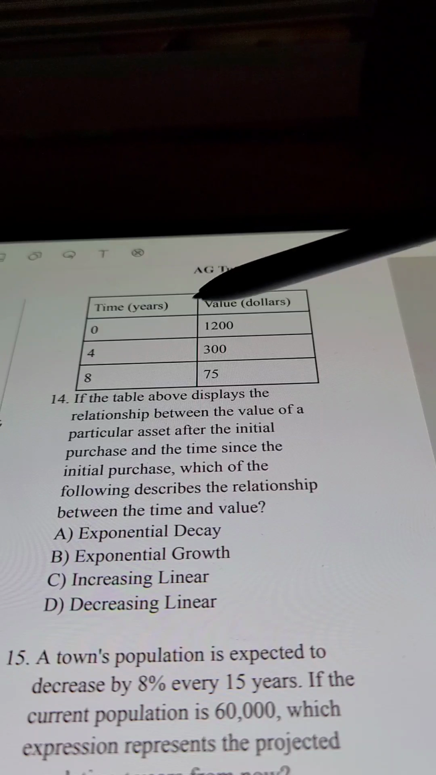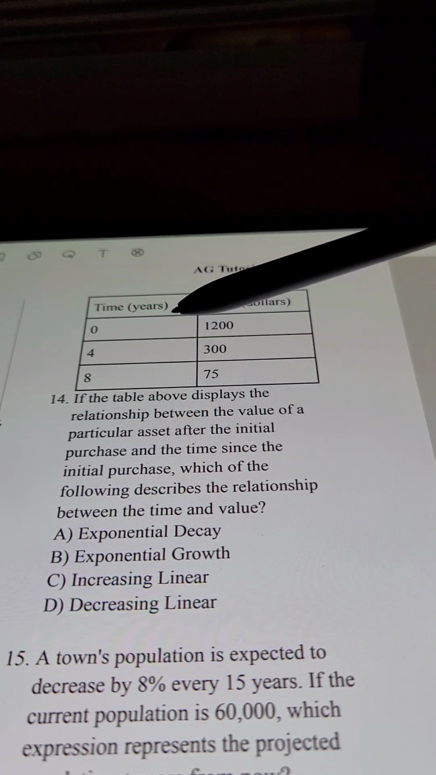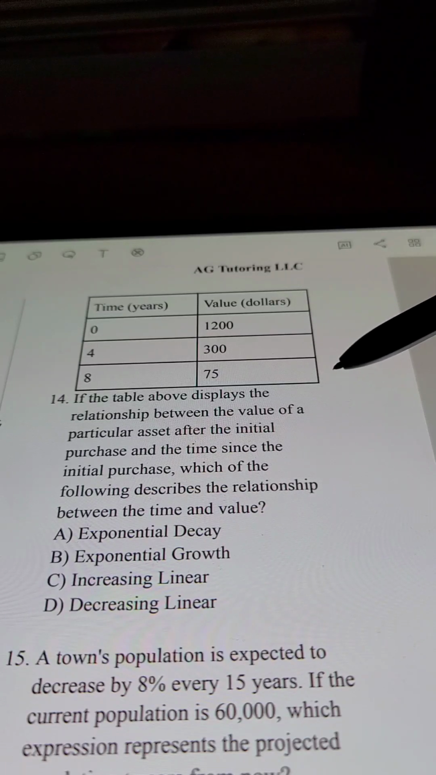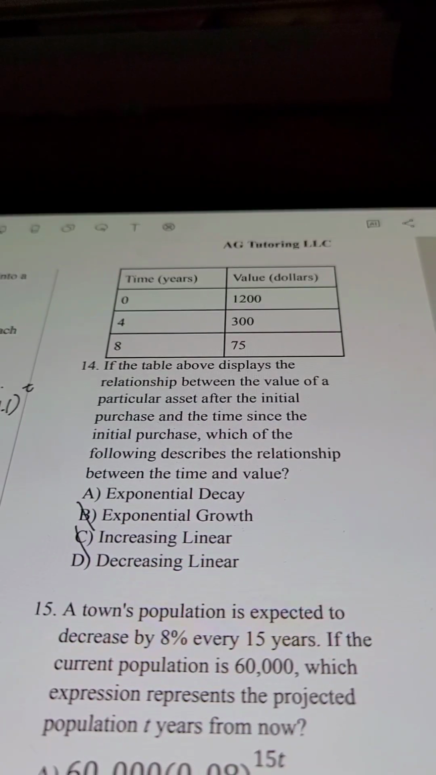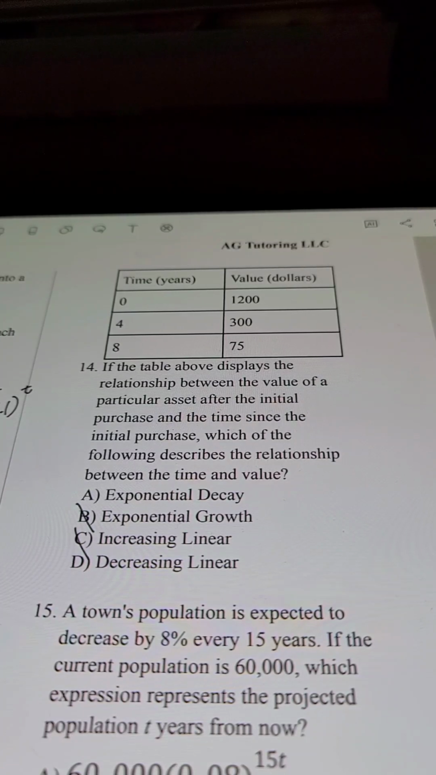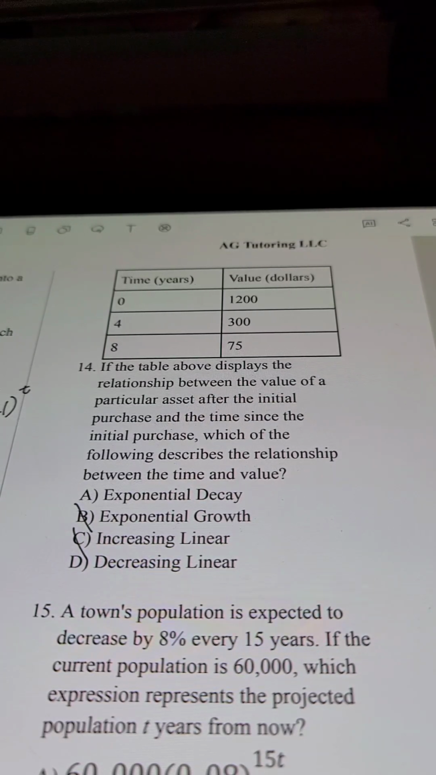So you see here that as time increases, as the years pass by, the value decreases, right? So it's definitely not going to be increasing or growth. So we're left to choose just between A and D. Now, we would know that this is linear. I think most students would find it easiest to picture this as an XY table. And basically, it would be linear if you can find a consistent slope.